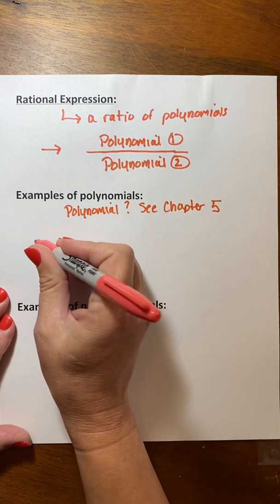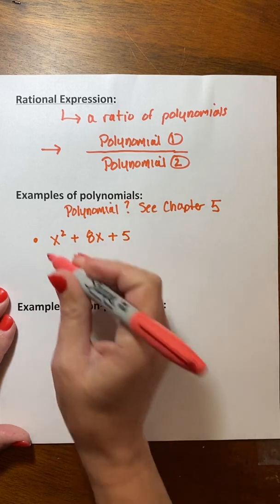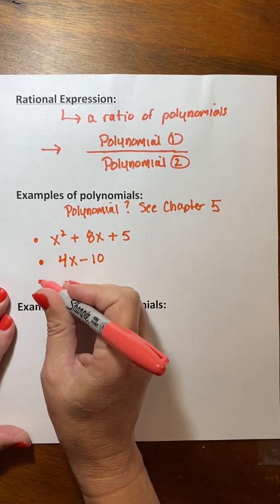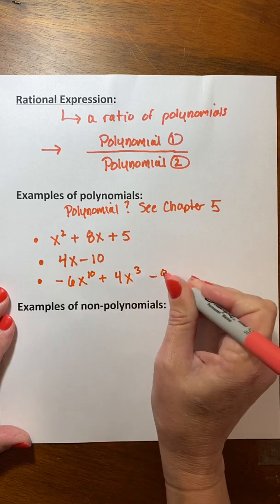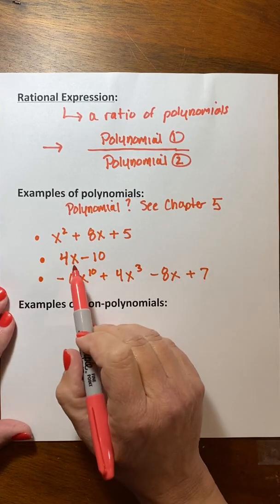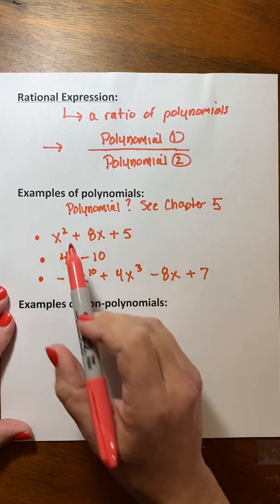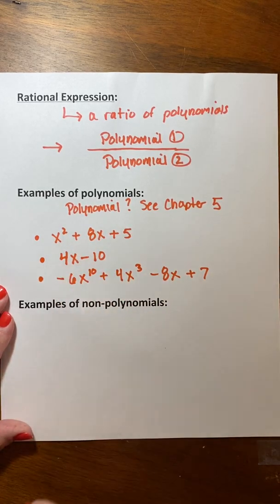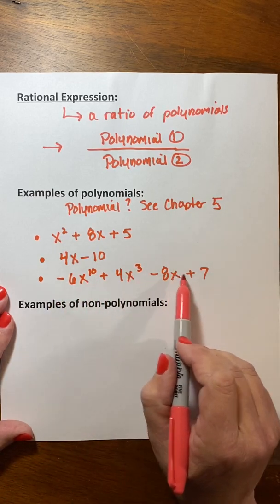So examples of polynomials will be something like all our quadratics are polynomials. Any linear equation is a polynomial. Negative 6x to the 10th plus 4x cubed minus 8x plus 7 is a polynomial. What we look for to see if something's a polynomial or not is the power on the variable. All the powers on the variables have to be non-negative integers. So this is a 2, that's a 1. This is an example of a polynomial. Here we have a power of 1. We don't see it, but we would call that a first degree polynomial. This guy would be a 10th degree polynomial. We have the powers 10, 3, 1. Technically, there's a 0 here.